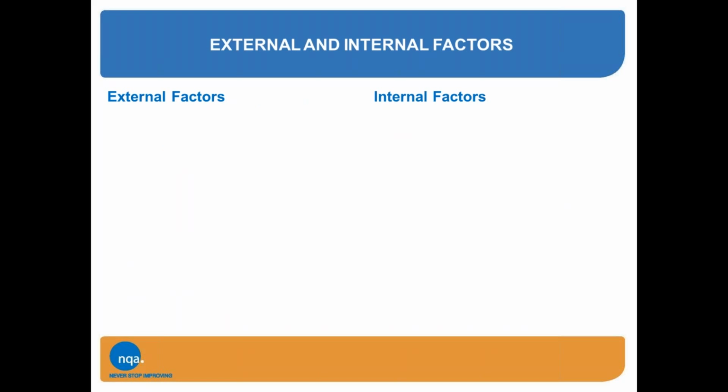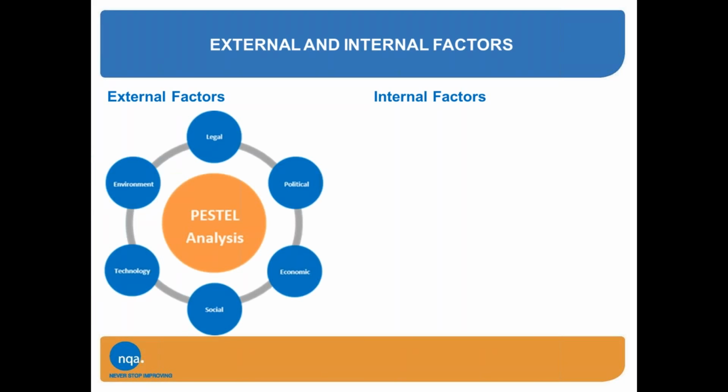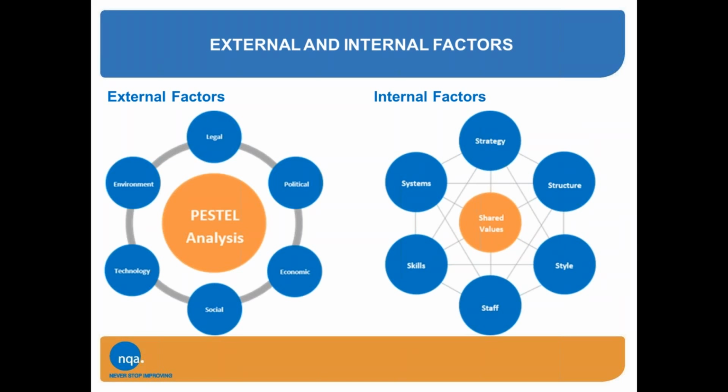So when we look at the context of the organisation, we want to consider various factors. Some organisations choose a PESTEL analysis, looking at the political, economic, social, technological, environmental and legal considerations, which are potentially external to the organisation but can influence what it does. And internal factors may include strategy, structure, the style of the organisation, the staff's knowledge, competence and understanding, the skills, the systems that are already deployed and the activities, and the shared values and culture of the organisation.